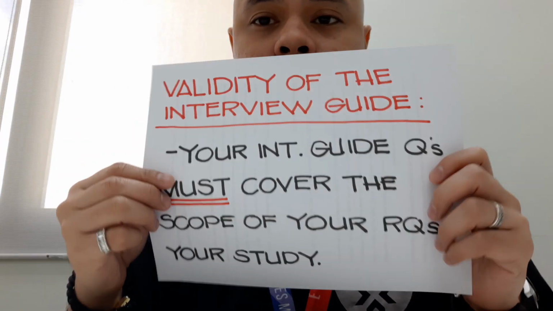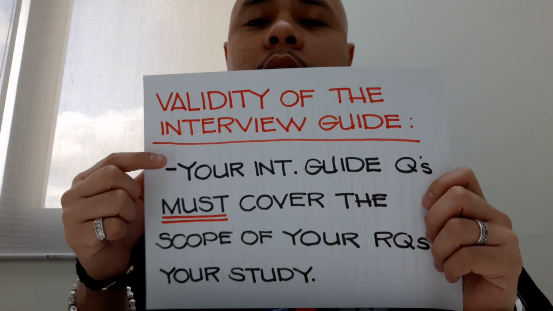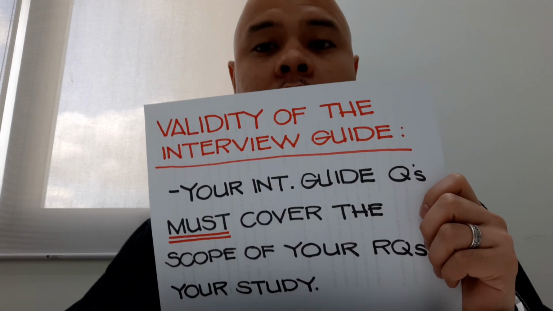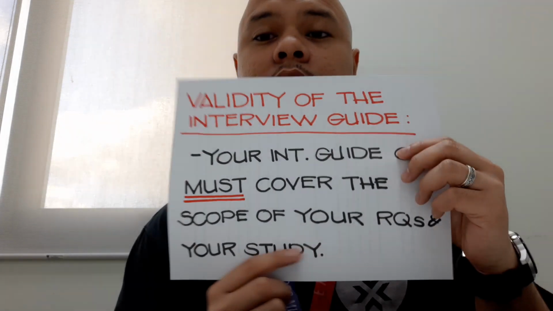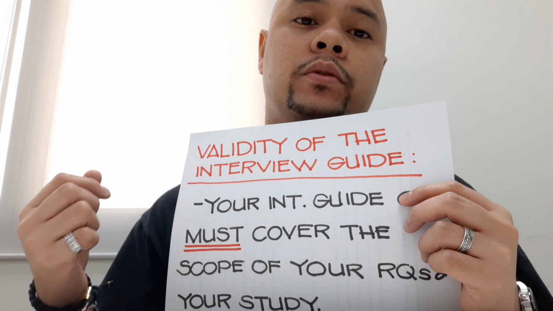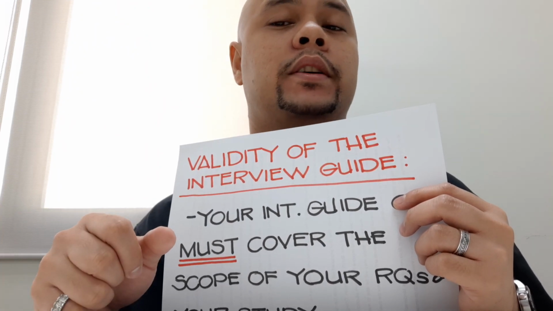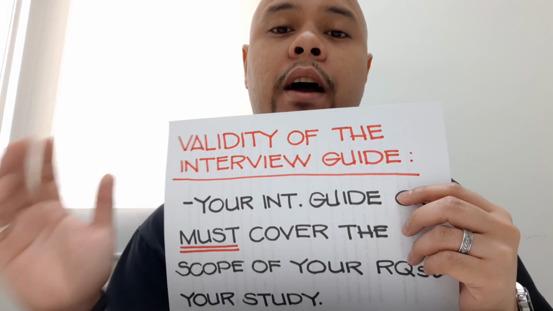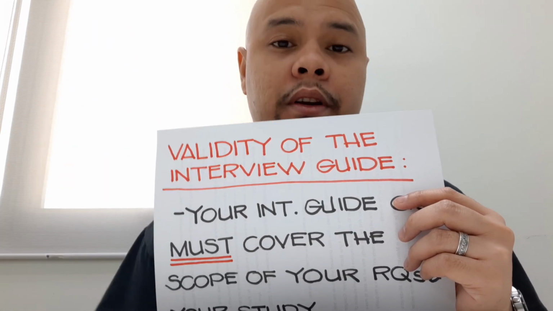Now, in that light, the validity of the interview guide means that your interview guide questions must cover the scope of your research questions and the scope of your study. If you're going to study about the experiences of disaster volunteers, then your questions have to correspond to those experiences. You cannot ask them questions which are not related to the scope of your study.